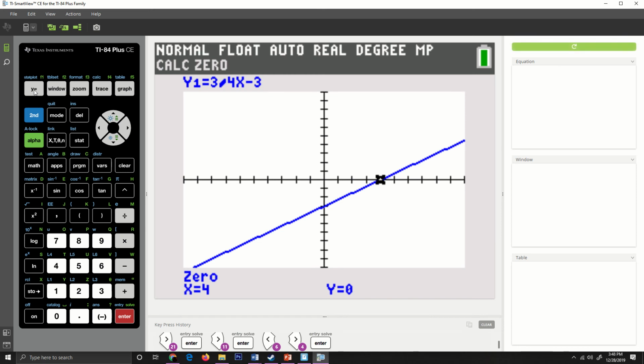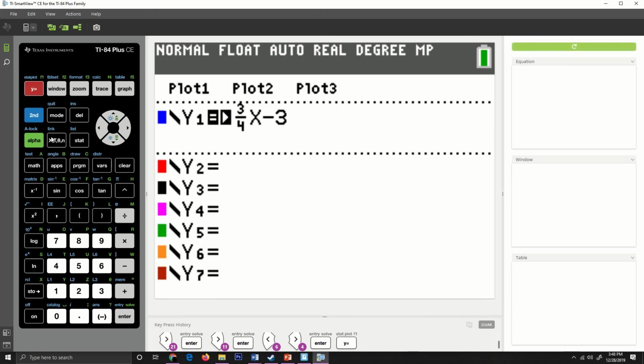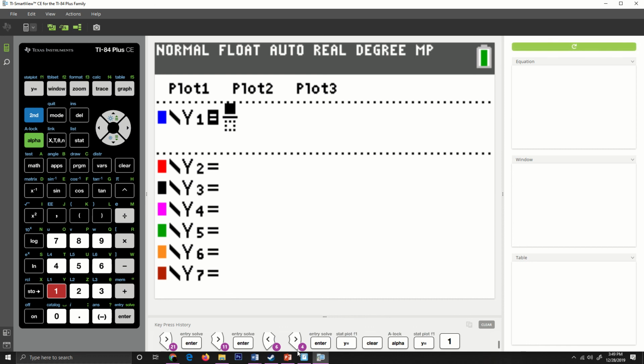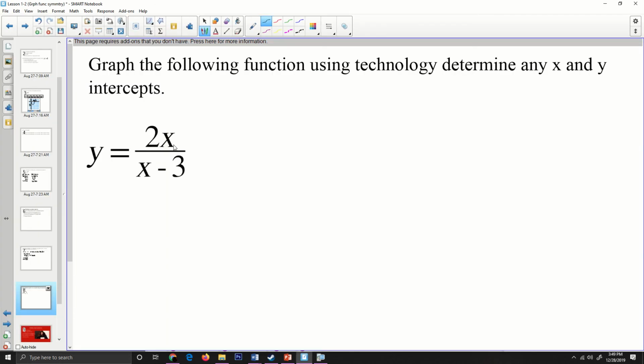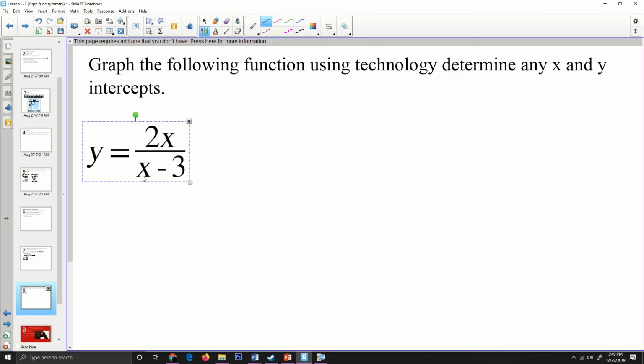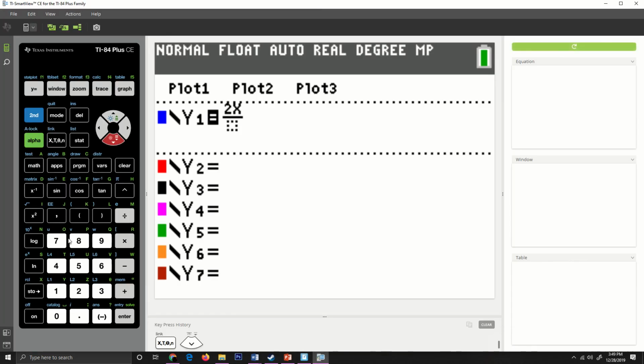And so I'm going to go back to my graphing calculator. I'm going to hit the y equals. I'm going to clear this out. Since it is a fraction, I'm going to hit that alpha button. I'm going to hit the y equals to bring up the fraction menu. I'm going to hit 1 to have a fraction there. And then on the top, I'm going to type in 2x. So we're going to go 2x, and then I'm going to bring that value down here, and we're going to go x minus 3. And so we're going to type x. We're going to hit that minus button. We're going to hit the 3.